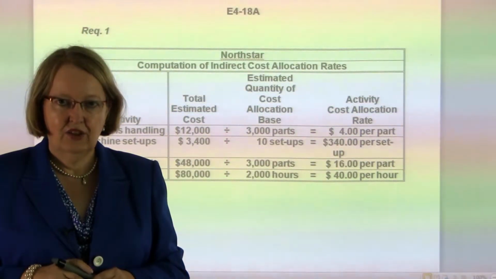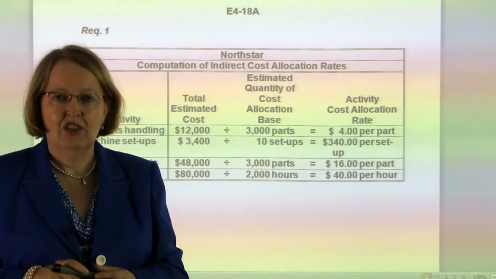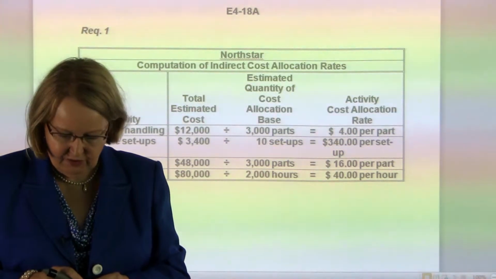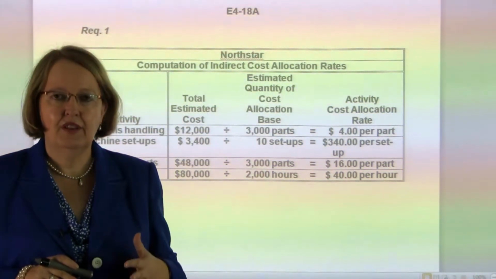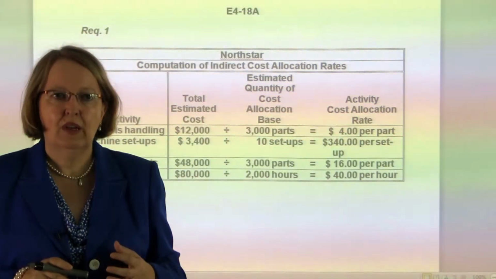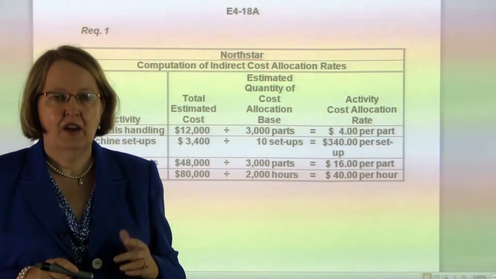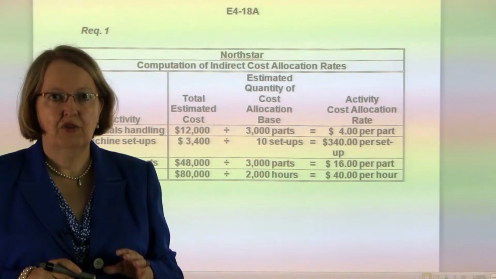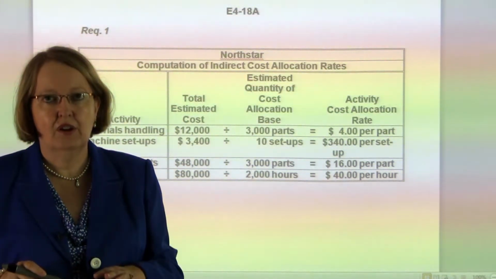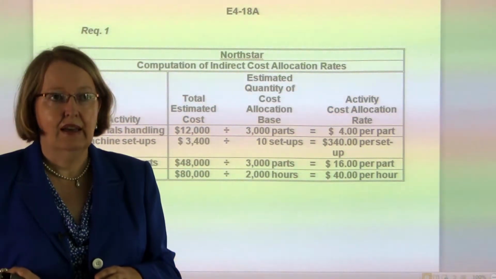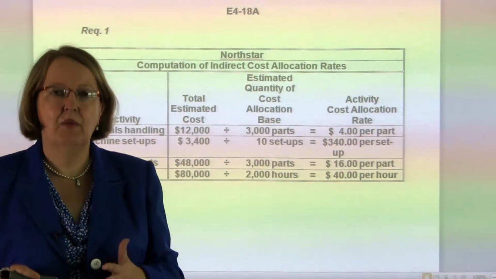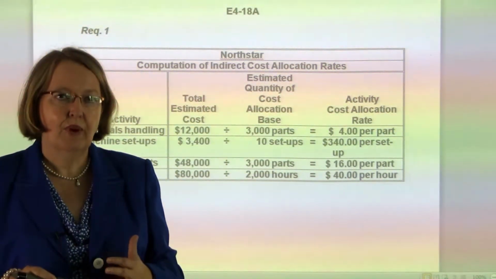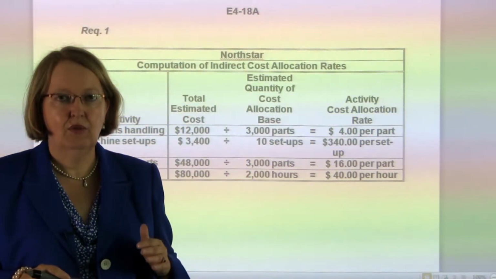We're now going to look at some problems in Chapter 4, and the first one we're doing is 4-18. So in the previous chapter, in Chapter 3, we looked at identifying one rate to assign your overhead to all the jobs or products that you were responsible for. In this chapter, what we're doing now is breaking down your overhead into components.